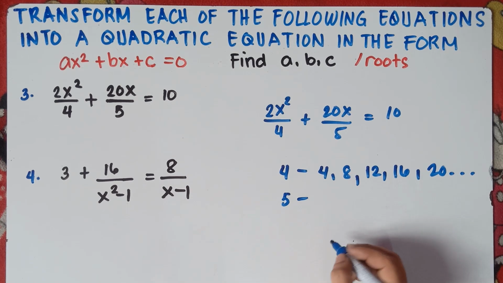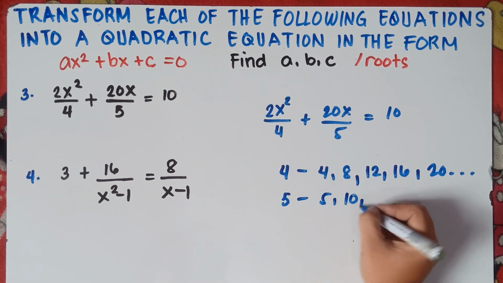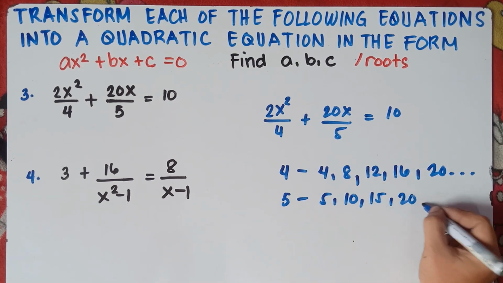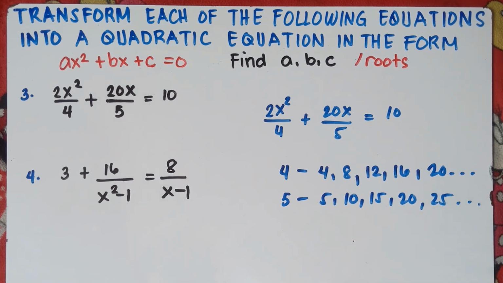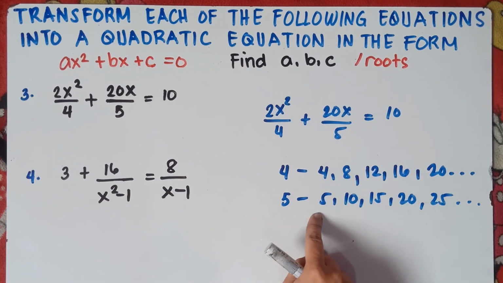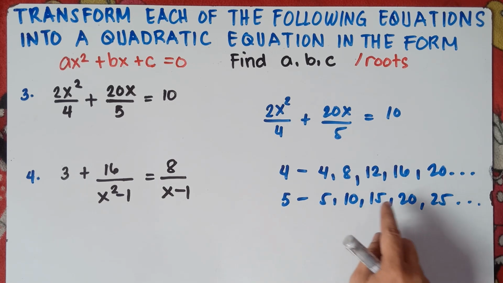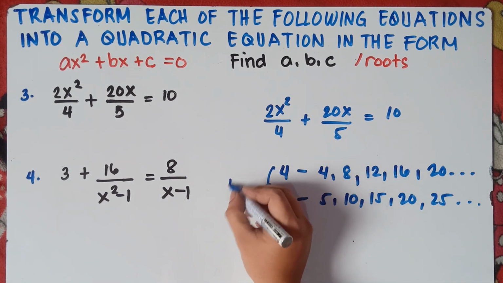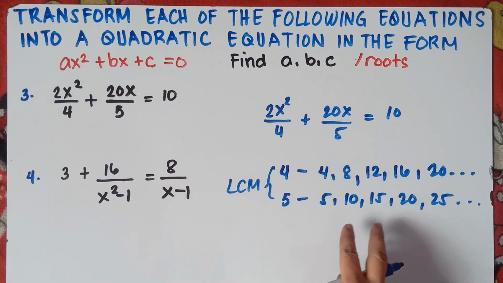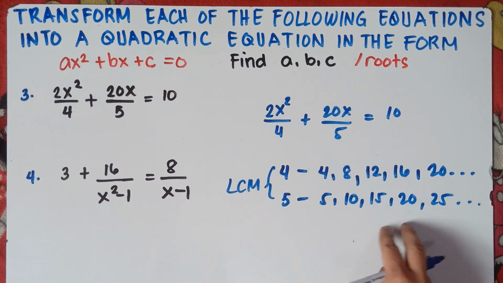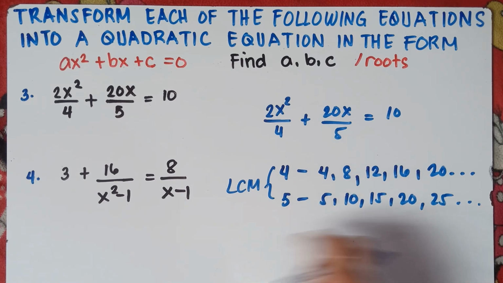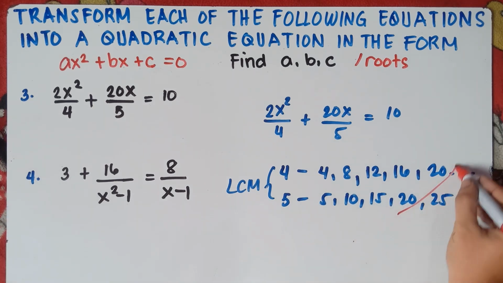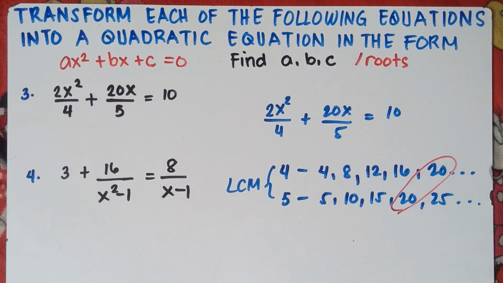And for the multiples of 5, that would be 5, 10, 15, 20, 25, and so on. How do you get these multiples, sir? 5 times 1 is 5, 5 times 2 is 10, 5 times 3 is 15, 5 times 4 is 20, and 5 times 5 is 25. So these are the multiples of 4 and 5. Now if you want to get the LCM, the least common multiple, you check the multiples, class, the least number that is common for 4 and 5, that would be 20. That's how you get the least common multiple.